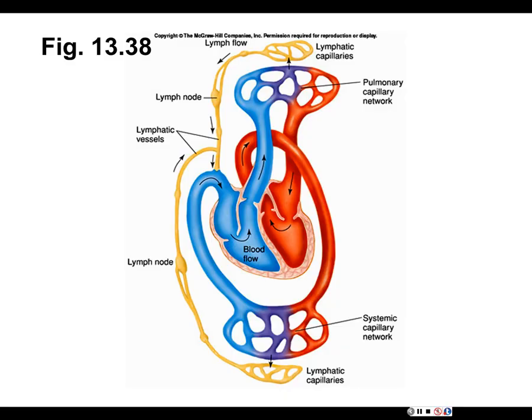Figure 13.38 helps illustrate for you the relationship of the lymphatic vessels with the circulatory system. We can actually see how the lymph is drained into the venous supply. And then down here, got a nice little lymph node highlighted for you.